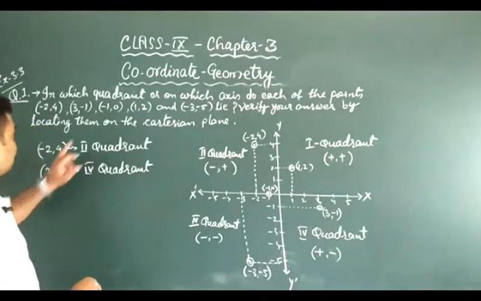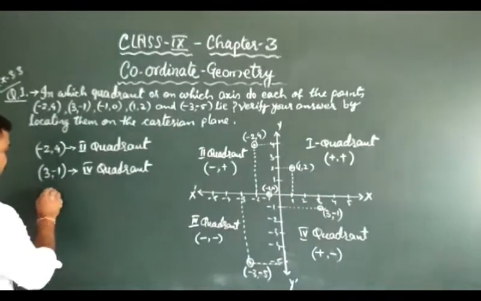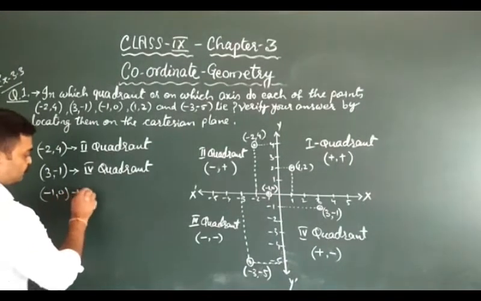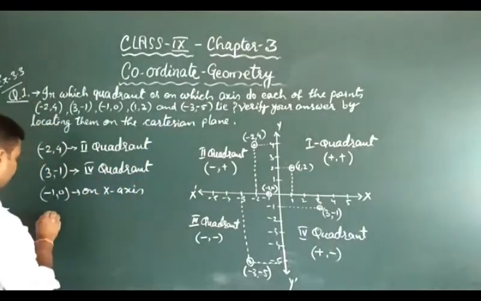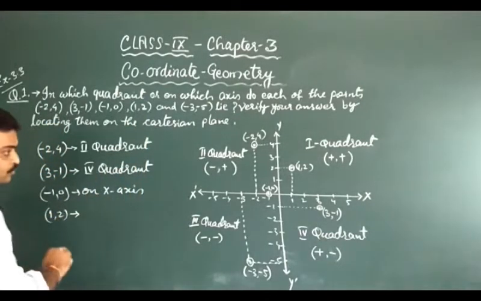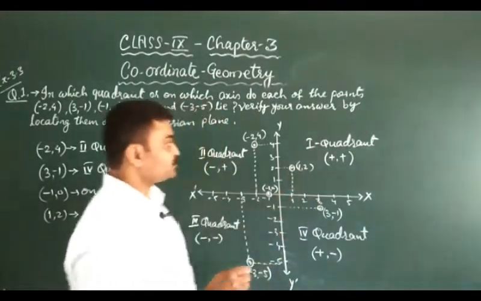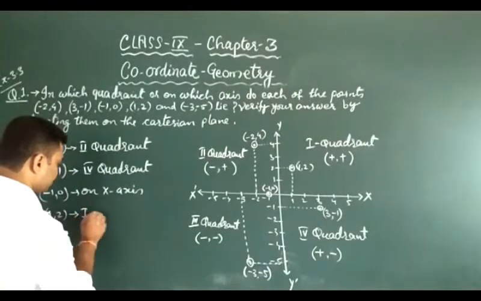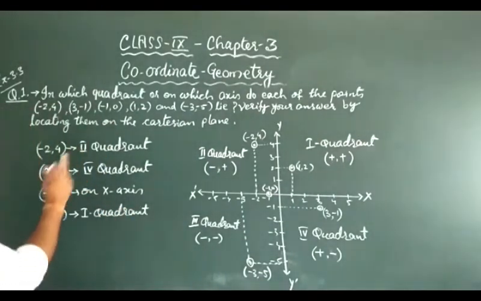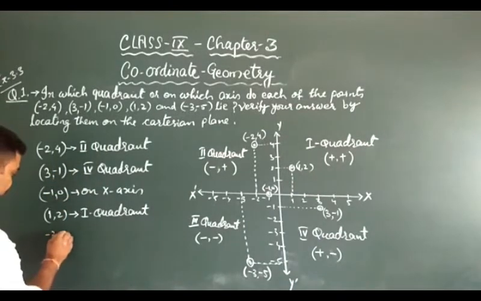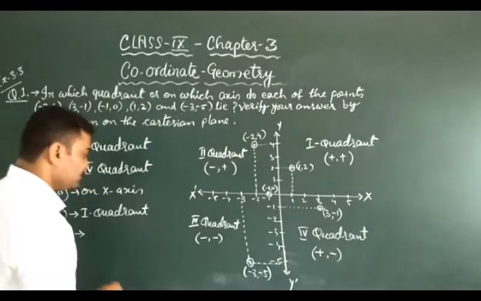क्लियर? नाउ थर्ड पॉइंट इज -1 and 0. -1 and 0 ऑन द x एक्सिस. Then 1 and 2, both are positive and both are in the first quadrant. Then -3 and -5, here in the third quadrant.